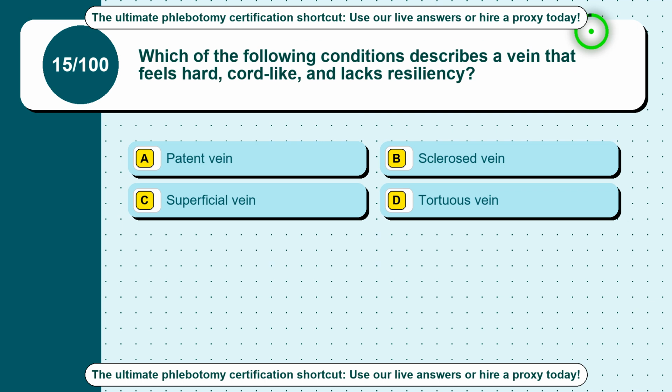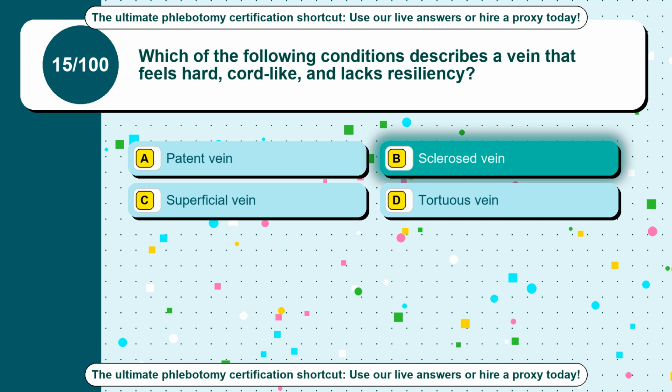Question 15. Which of the following conditions describes a vein that feels hard, cord-like, and lacks resiliency? Option A. Patent vein. Option B. Sclerosed vein. Option C. Superficial vein. Option D. Tortuous vein. The correct answer is option B.